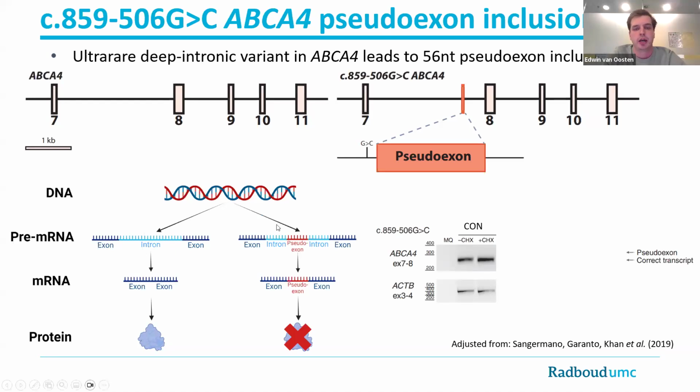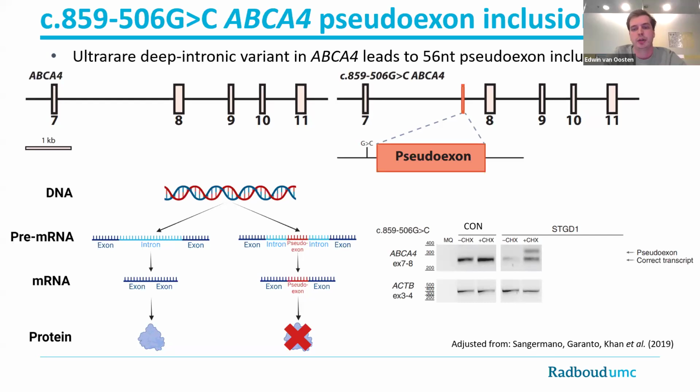In this case, however, part of the intron is recognized as a pseudoexon. And instead of being spliced out, this is included in the mRNA transcript. The mRNA transcript is then degraded, leading to no protein. So when we try to visualize this in a Stargardt disease patient, and as I mentioned, this is previous data, as there were already a few Stargardt disease patients carrying this variant identified in the past.